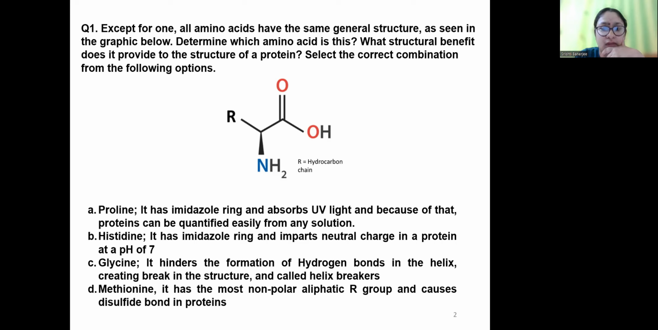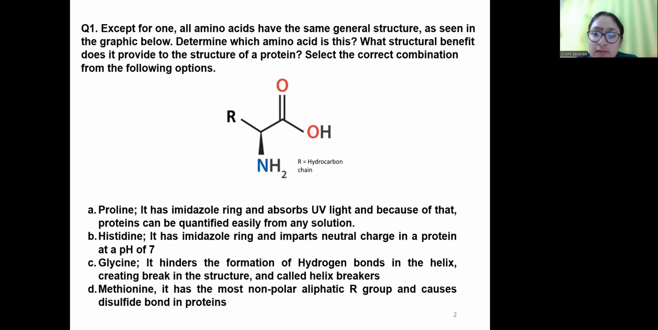So you just have one R attached to it, and that itself is a hydrogen. Looking at this structure of the amino acid given in the picture, this is glycine. And so what is the function of glycine? If we have an idea about the alpha helix, or the secondary structures of protein, we know that glycine has a tendency of destabilizing or breaking the helix.